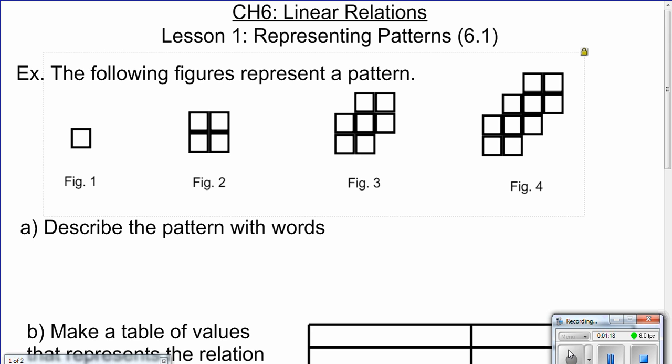So the pattern starts with 1 square, and to go from figure 1 to figure 2, we have to increase by 3 squares. And so then looking from figure 2 to figure 3, again we have increased by 3 squares. Figure 3 to figure 4, we've added 3 squares.